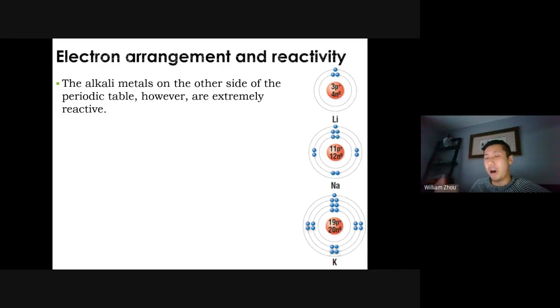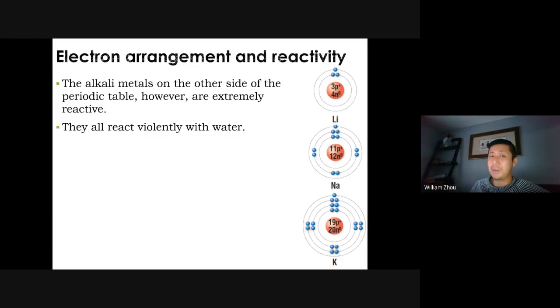But these guys are also extremely reactive because they just need to get rid of one. They don't want that to come home. You're a shame to the family, get out. So they kick out their only valence electron on the outside so that they have a full outer shell. So they get disowned.